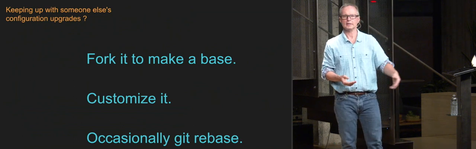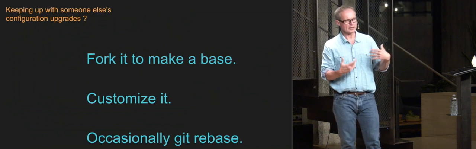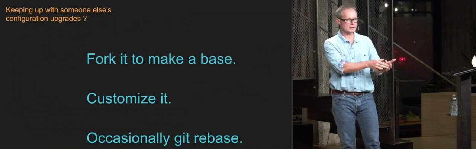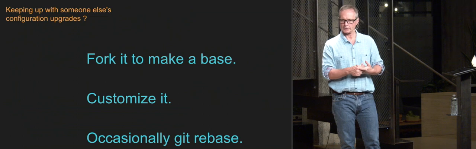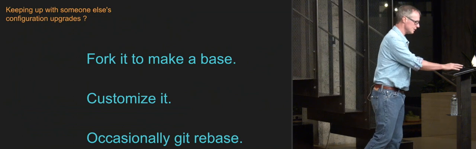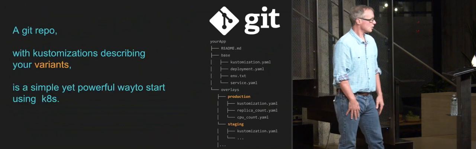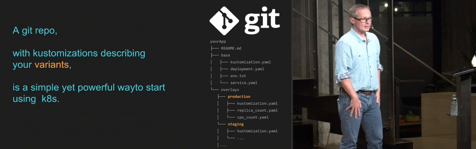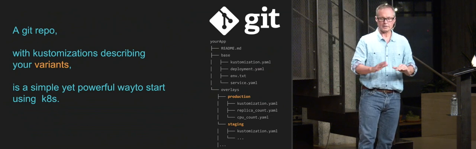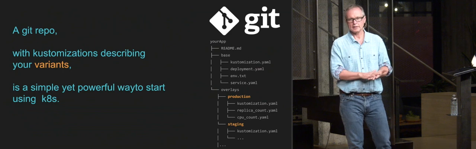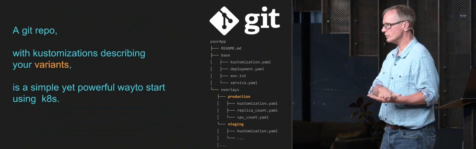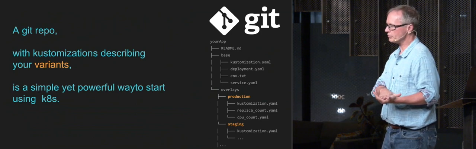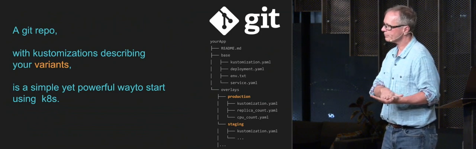If they change the base, if they change their representation of the resources they're using, you just capture it at your convenience and run it. And you're using Git and all the power of Git to manage that process. Yes, so a Git repo with customizations describing your various variants is a really good place to start using Kubernetes. You'll get off to some really good best practices right off the bat.